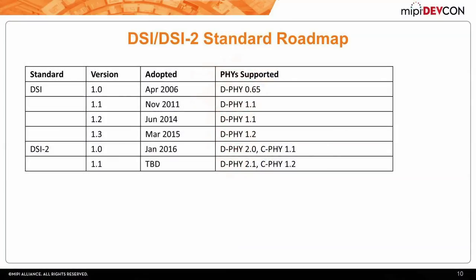Same thing on the DSI side, with one interesting exception. The way CSI 2 has worked is they've just been increasing, and when they went from 1.3 to 2.0, they basically jumped major revs. What they decided to do on the DSI side, the initial DSI standards were started with 1.0 and evolved all the way to 1.3. And then instead of basically going from DSI 1.3 to 2.0, they decided to actually call that standard DSI 2. So DSI and DSI 2 are basically very similar standards. DSI 2 is just an evolution of DSI.